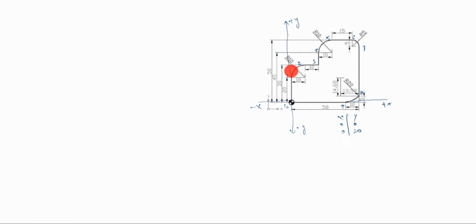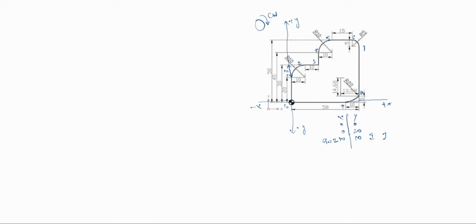After that it goes from this to this. So X value is 10, Y value is also 10. Here you see the arrow goes this way, so the arrow going this way means clockwise. Clockwise is G02, with I and J.